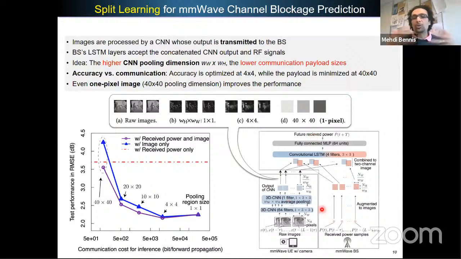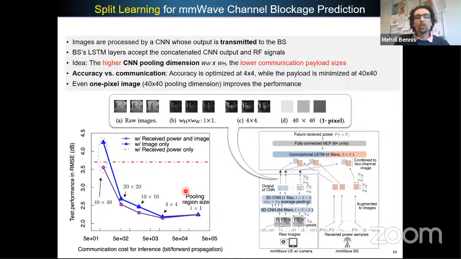So essentially, we tried to see how we can combine these 2 modalities to help us predict better. And that's actually what we did here. This is what you see on the left: the test performance in terms of root mean square error. This is the communication cost, essentially telling us how much compression the camera should do before transmitting this tensor forward to the server, right? So of course there's an accuracy-communication trade-off here.